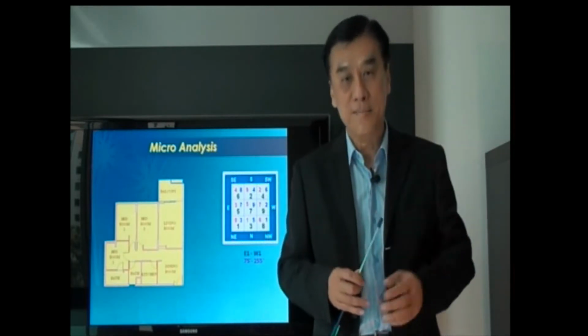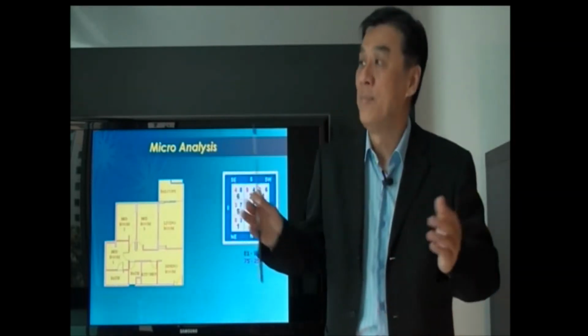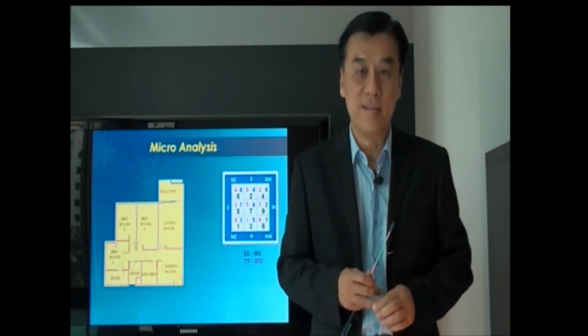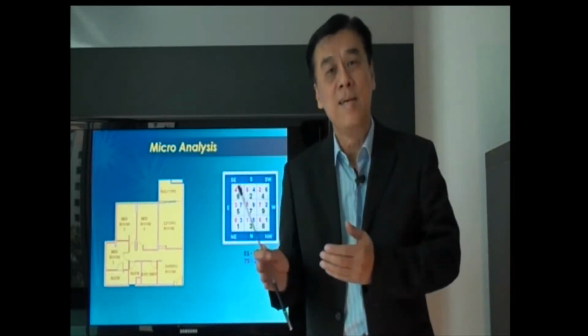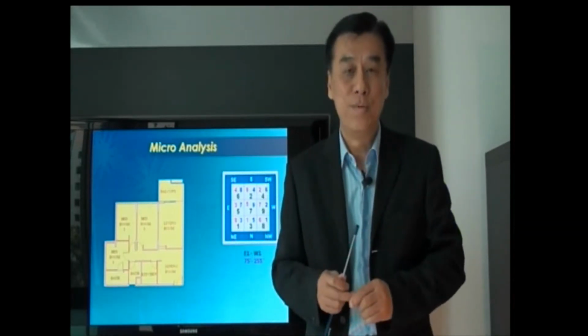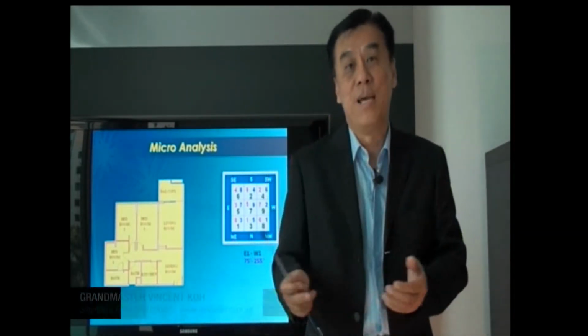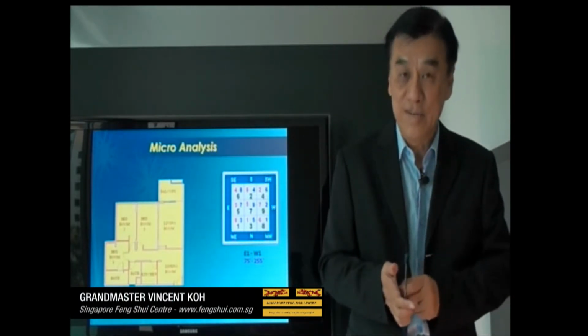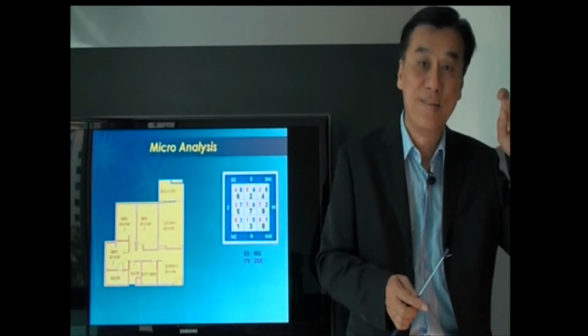Look at the color scheme. Look out of the window. Is there any sha chi? And in addition, there may be a TV in the room. Where is it? There could be a hi-fi. There could be a study table. All this again should be noted, and take pictures.